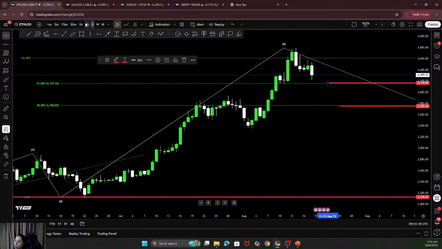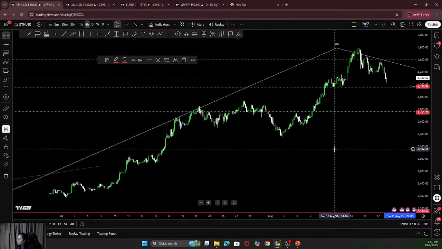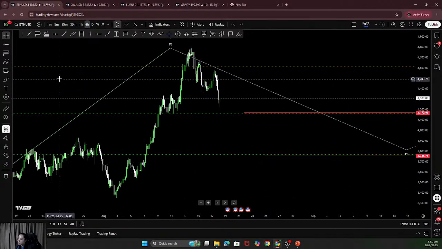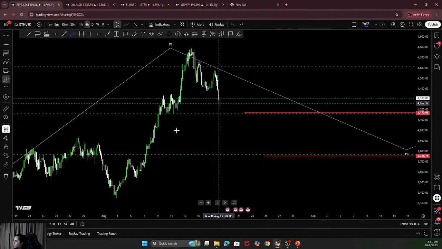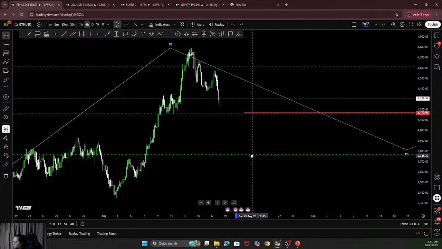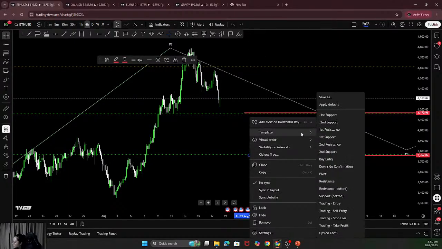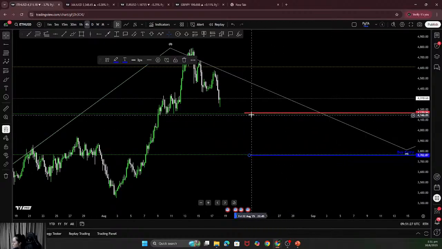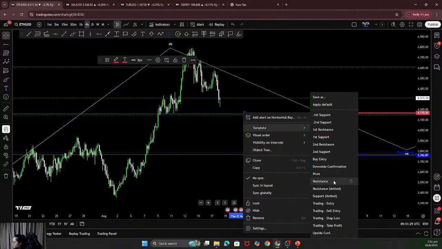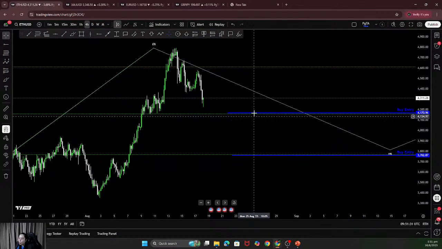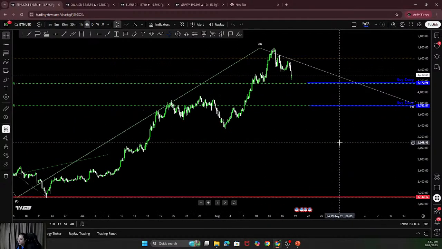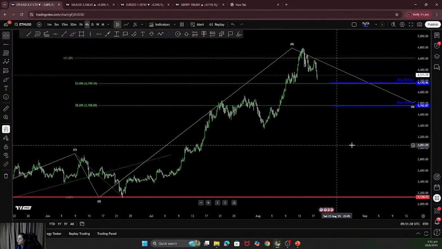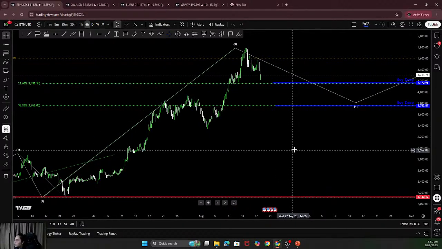Let me go to the page 4. Okay, now that I have two possible entry zones, I think possibly price is going to come to one of these and then reverse. So this is my first possible buy entry, and my second possible buy entry. Which one is it going to be? I don't know which level price is going to pull back to.